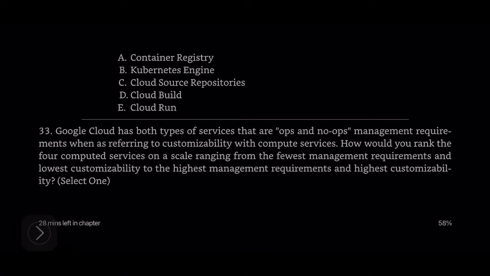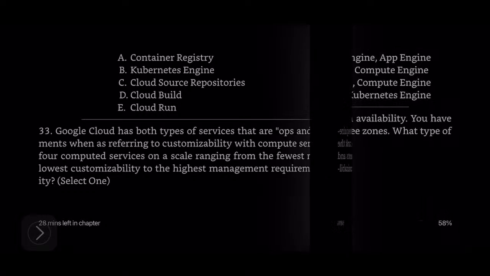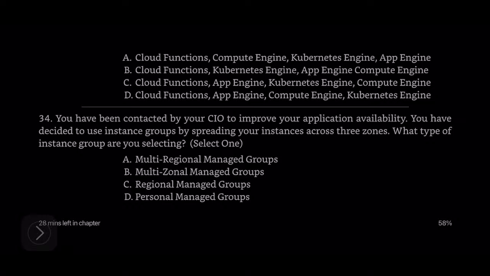Types of services that are ops and no-ops, management requirements when referring to customizability with compute services. How would you rank the 4 compute services on a scale ranging from the fewest management requirements and lowest customizability to the highest management requirements and highest customizability? Select 1. Cloud Functions, Compute Engine, Kubernetes Engine, App Engine. Cloud Functions, Kubernetes Engine, App Engine, Compute Engine. Cloud Functions, App Engine, Kubernetes Engine, Compute Engine. Cloud Functions, App Engine, Compute Engine, Kubernetes Engine.